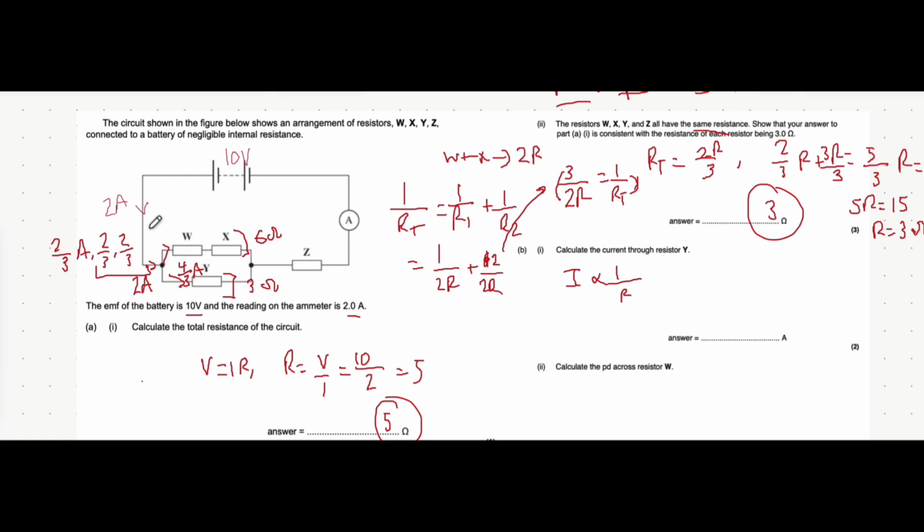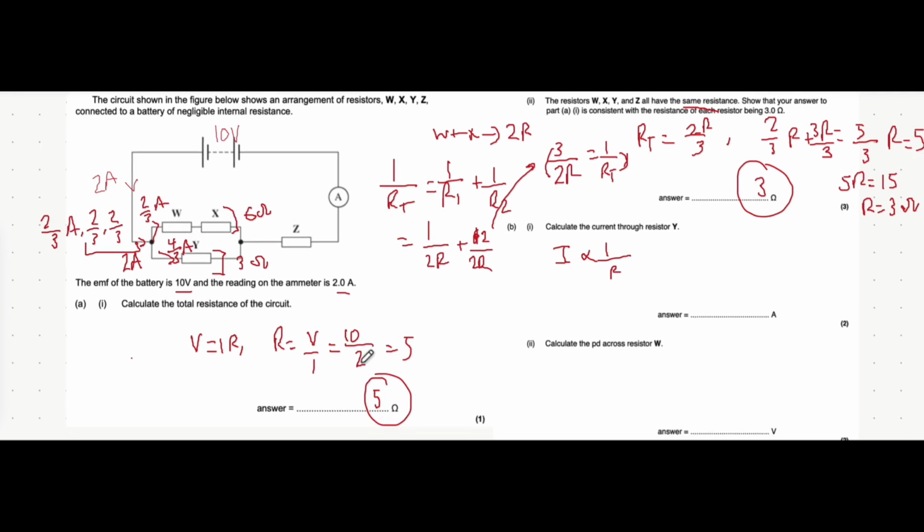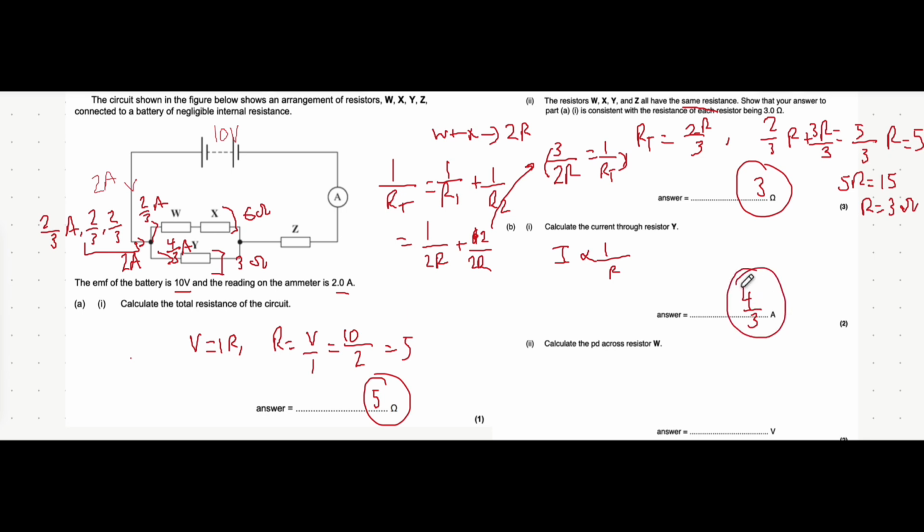And by nature, through the top of the junction will be 2 over 3 amps, because there's 2 times more resistance at the top, so 2 times less current. But that's not related to this question. That's just so you guys are aware.